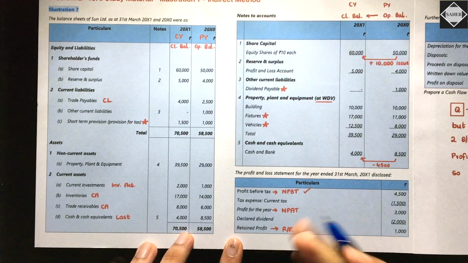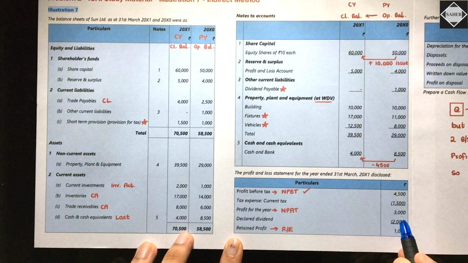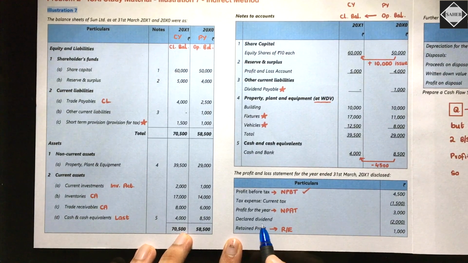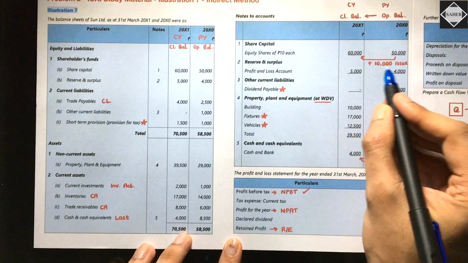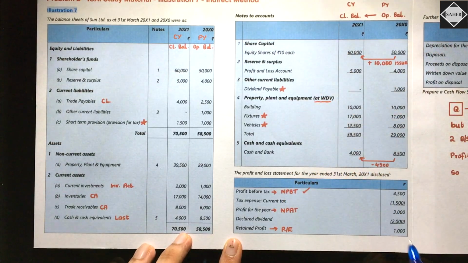Then see, they have given you profit for the year. Profit for the year means profit after tax, net profit after tax, NPAT, that is 3,000. And then declared dividend. This is the final dividend. So a final dividend of 2,000 has been declared in the current year. And then retained profit they have given 1,000. I told you over here only. From 4,000 it has become 5,000. A 1,000 increase happened. Why is that? That's the retained profit. You can see it from the profit and loss statement.